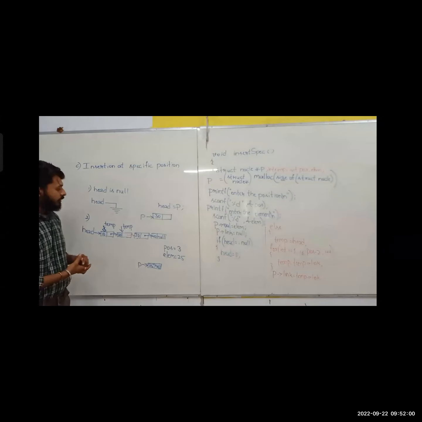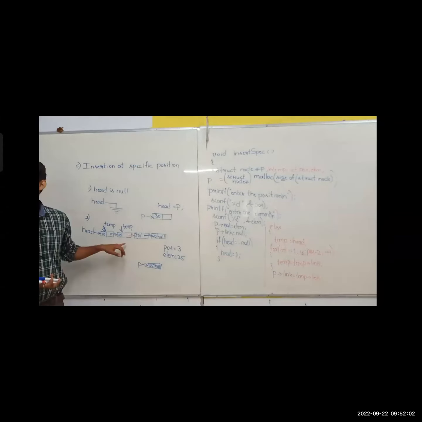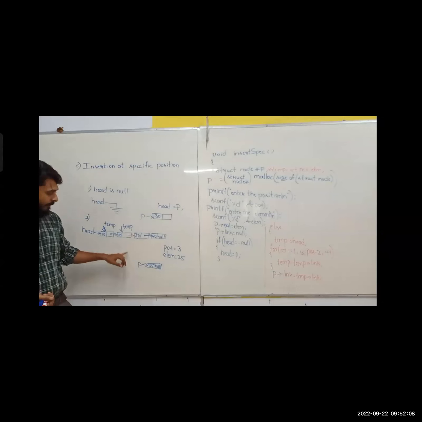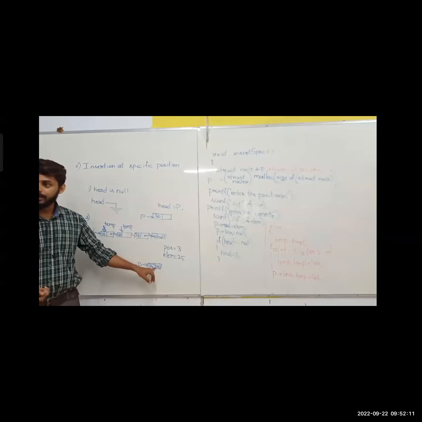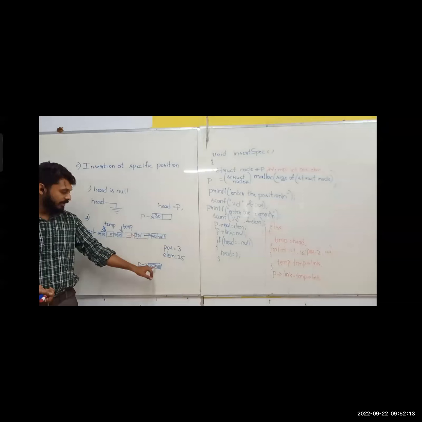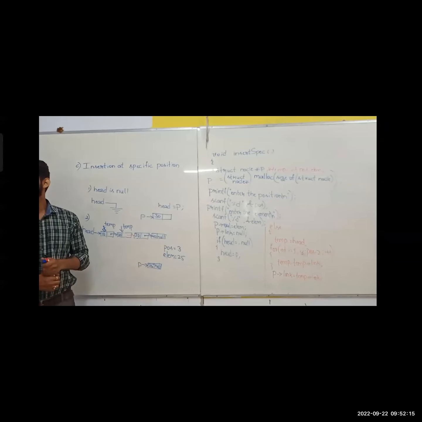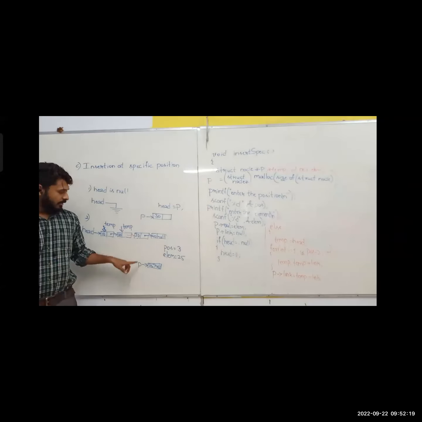So here it was pointing. Now what should I say? P's link. This is your P's link. Now I should create a connection from here to this box. How can I tell that this link should point to here? How? It is already pointing to that place, right?